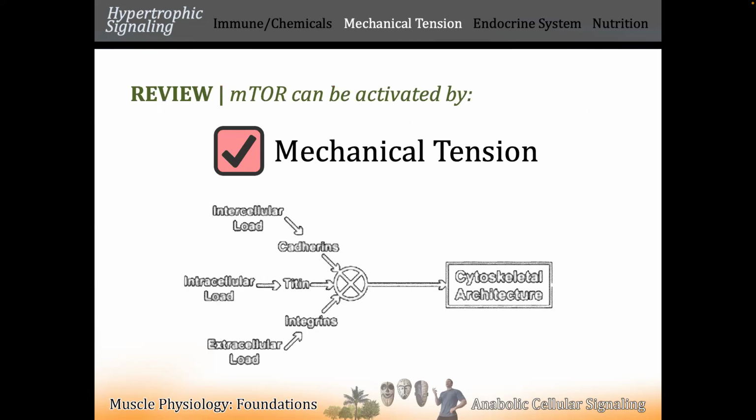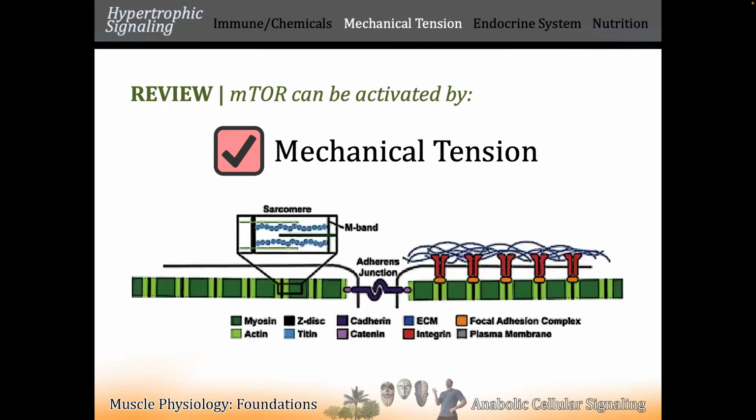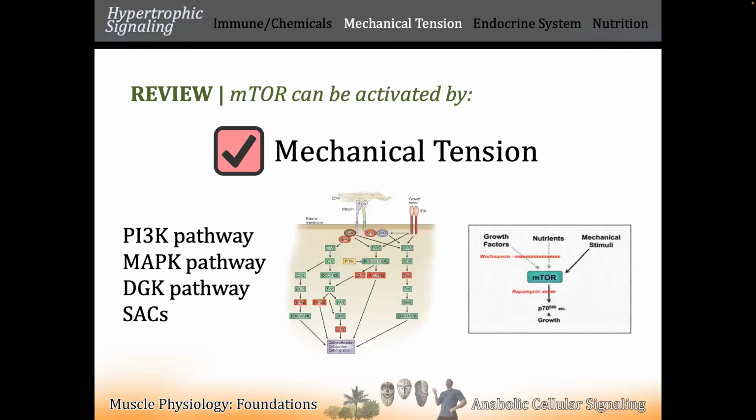All right, so let's summarize mechanical tension. We have cadherins. These are intercellular signaling. We have titin, right? This is intracellular signaling. And then we have integrins, which do extracellular signaling. You've seen this picture, but it's a good look at all of these mechanosensors. It's not all of them, but the major ones that we're talking about. And it gives some indication of where they do their sensing.